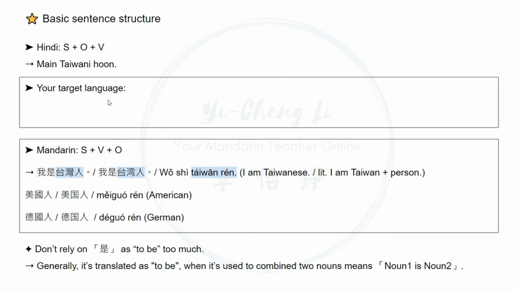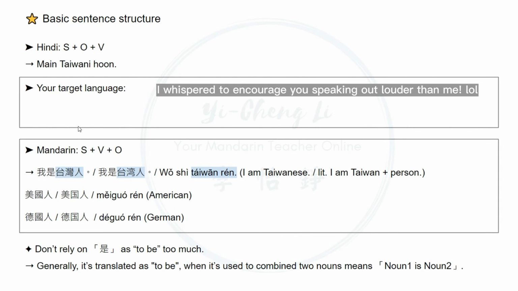So this is the part we are learning today. Let's practice one more time. I'm going to practice my Hindi and then you're going to practice your target language. मैं Taiwanese हूँ. मैं Taiwanese हूँ. How about you? What's your target language?